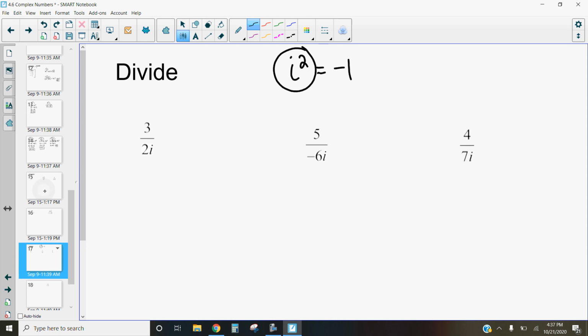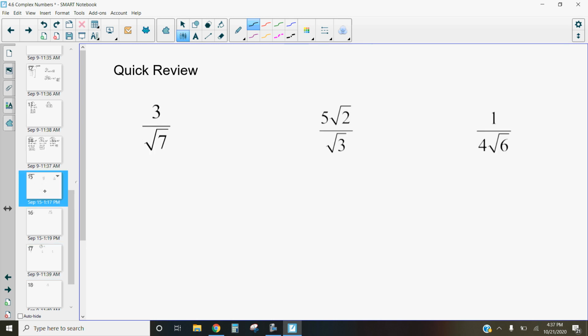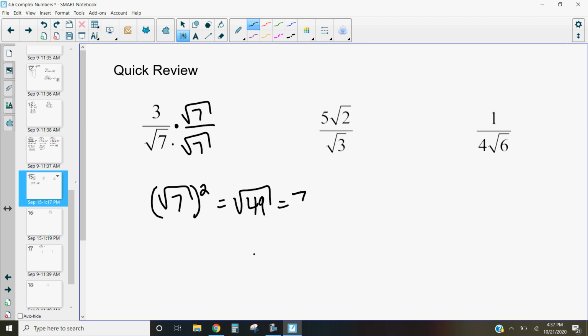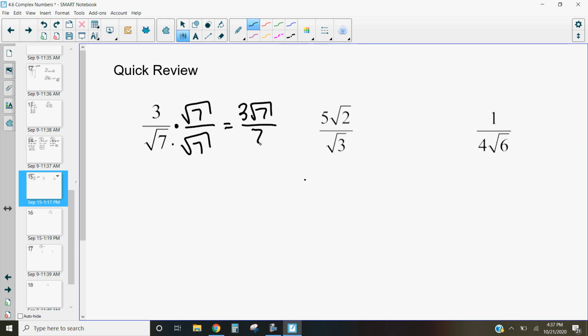It's just like a little flashback to the beginning of the chapter when we had a square root in the bottom. And remember how we multiplied this by a special form of 1, which was whatever was on the bottom here. The reason we did that is because we wanted to get rid of this square root. The square root of 7 squared is the same thing as the square root of 49, which is just 7. And so we got rid of that square root in the bottom by multiplying by a special form of 1, which was exactly the same as what was on the bottom. And then we multiplied across. So we got 3 root 7 over 7.